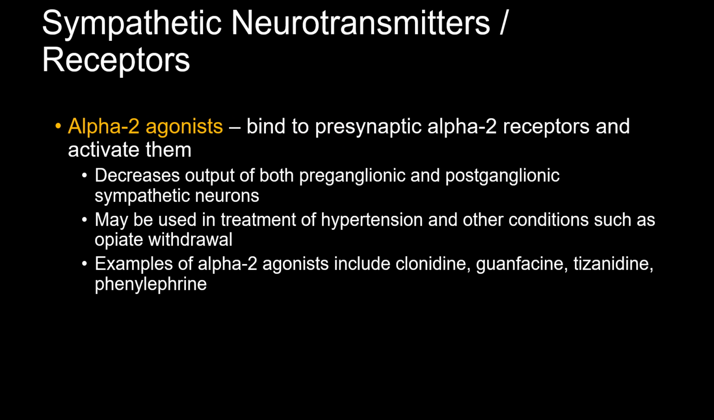You also have alpha-2 agonists, and these are going to bind to the presynaptic alpha-2 receptors and activate them. So this decreases the output of both preganglionic and postganglionic sympathetic neurons. These drugs may be used to treat hypertension and other conditions like opiate withdrawal. So these are going to be clonidine, guanfacine, tizanidine, phenylephrine. So yeah, these are going to be alpha-2 agonists.